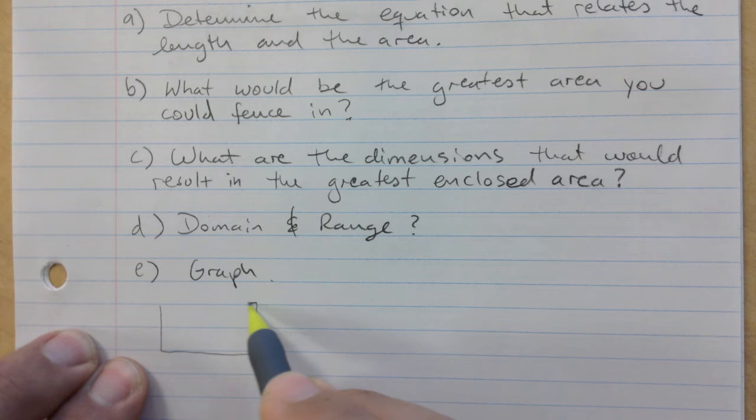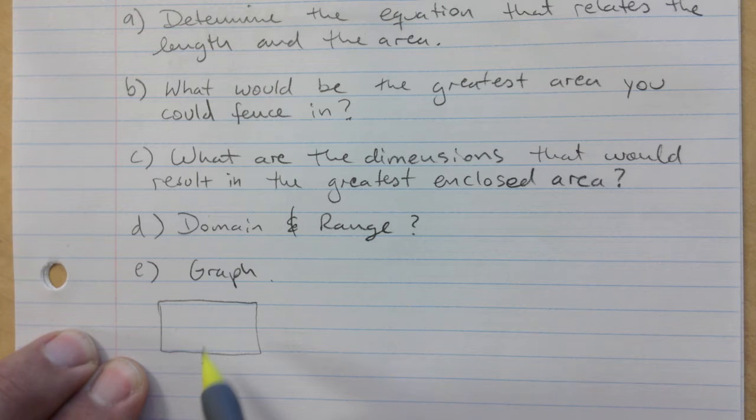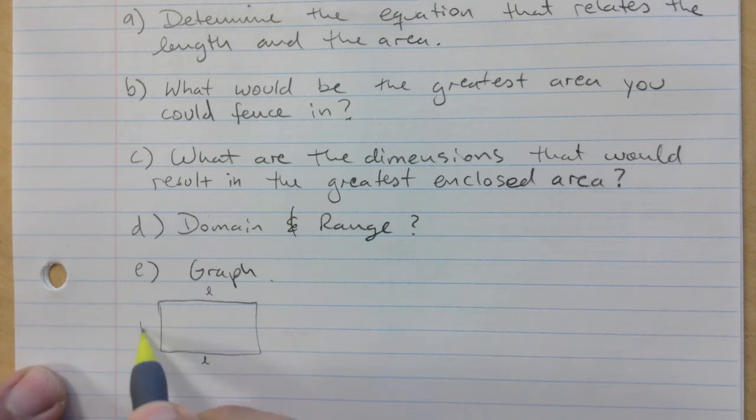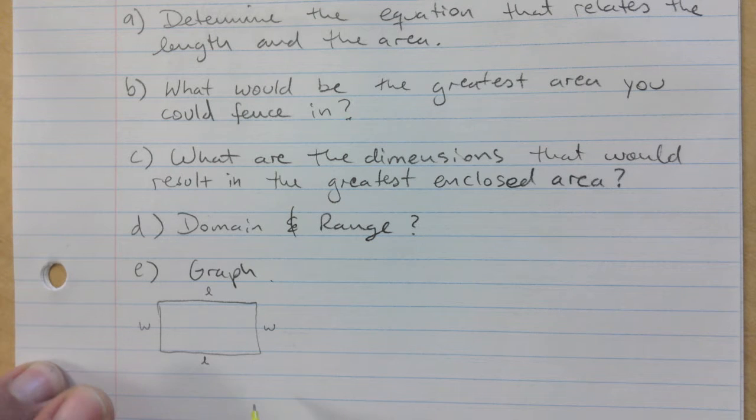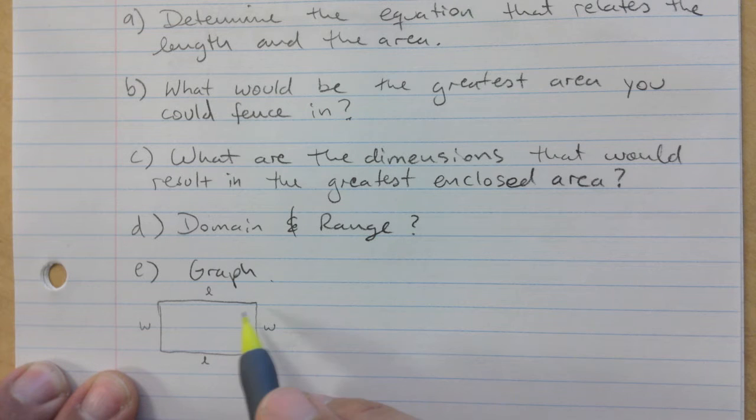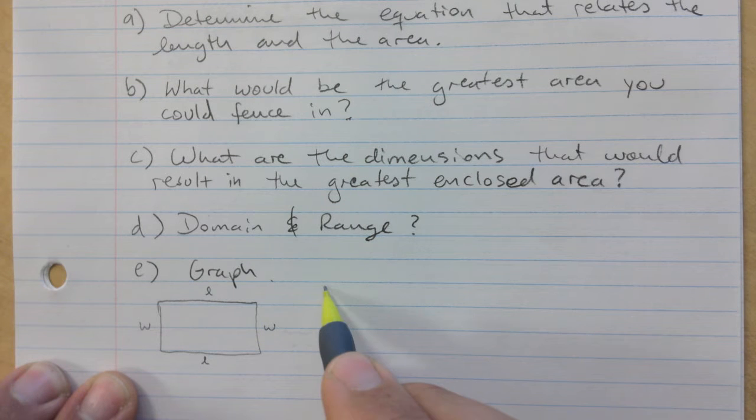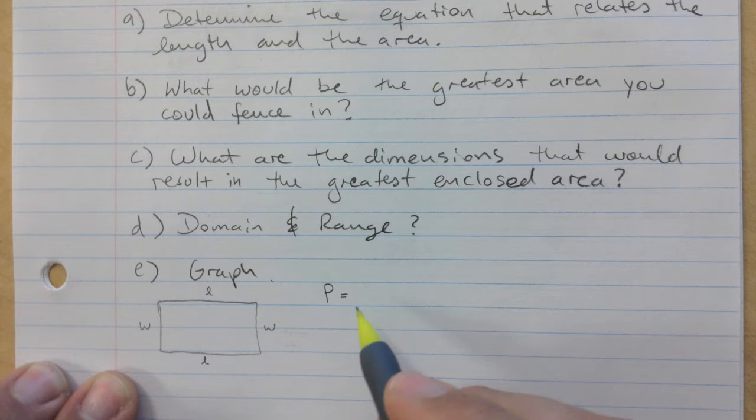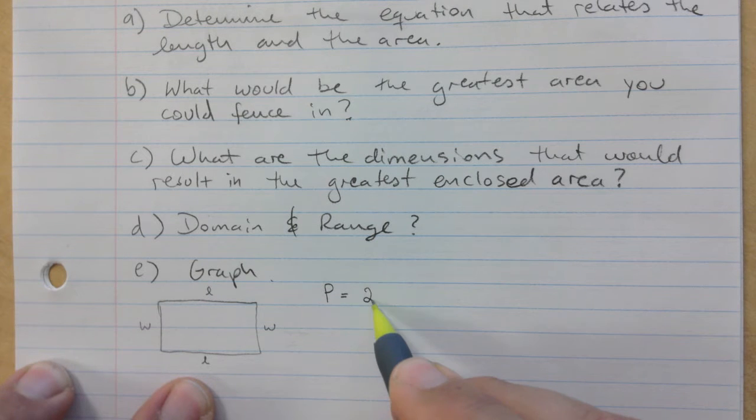right? The longer sides are usually called length, and the other sides are width, okay? So you're essentially fencing in this area, okay? Now there's a couple things here. Because we're talking about fencing, the perimeter of this enclosure would be found by going 2 times length plus 2 times the width.